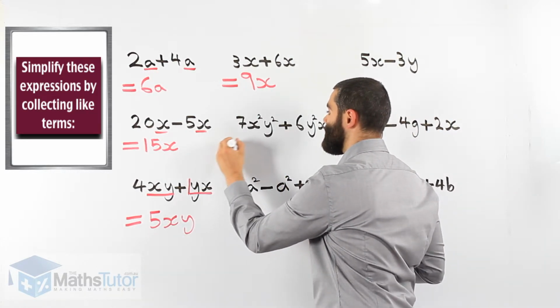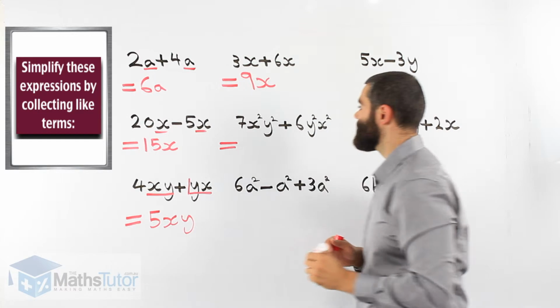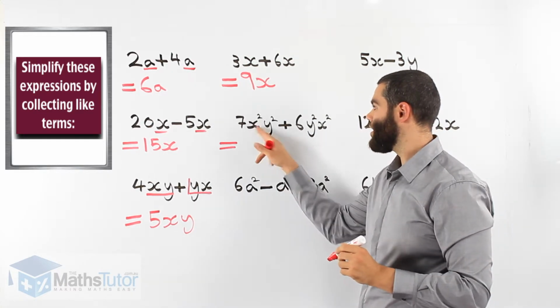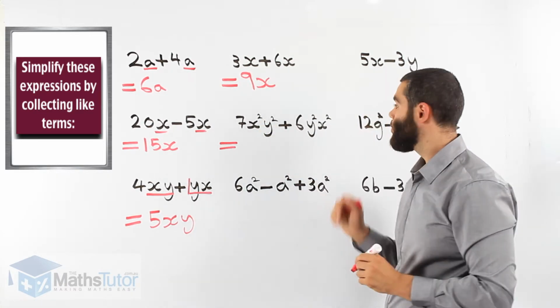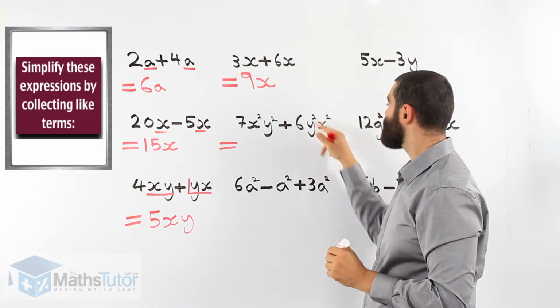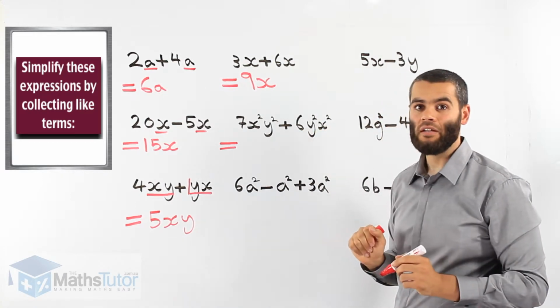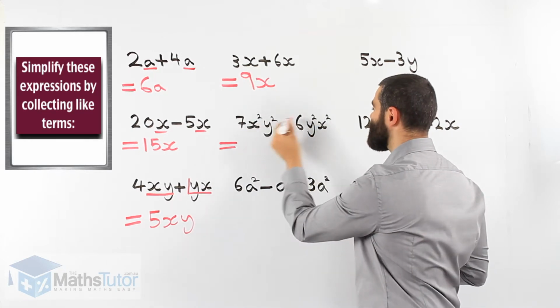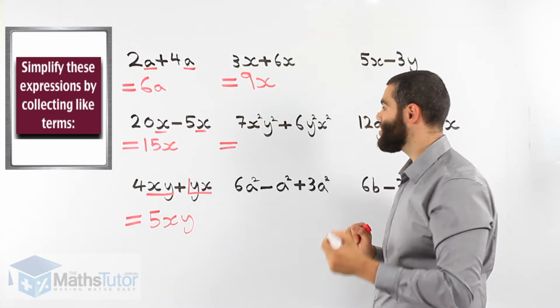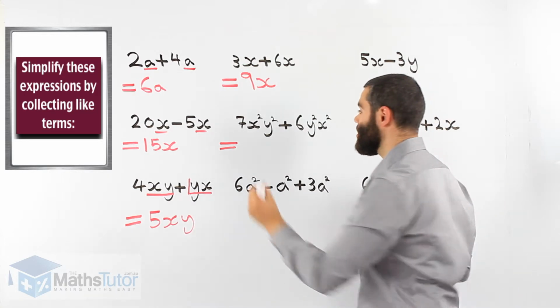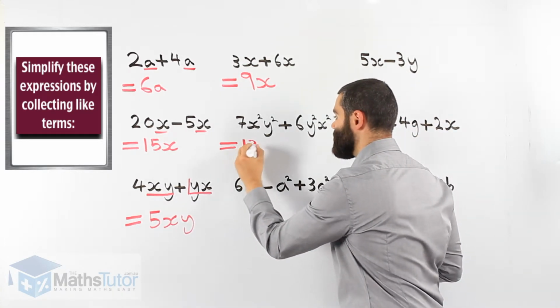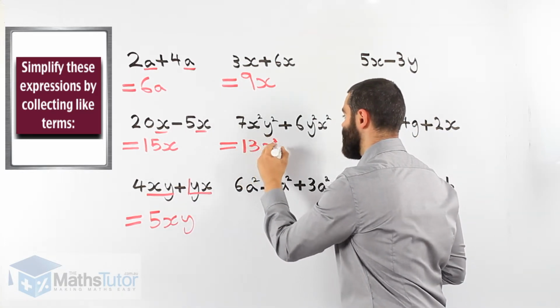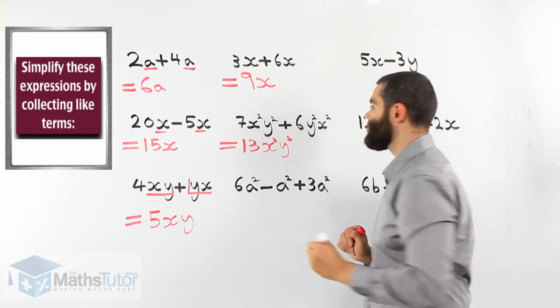Here, 7x squared y squared plus 6y squared x squared. Are they like terms? We have an x squared and x squared, yes. Y squared and a y squared, yes. That means we can add the 7 and the 6. We have 13x squared y squared.